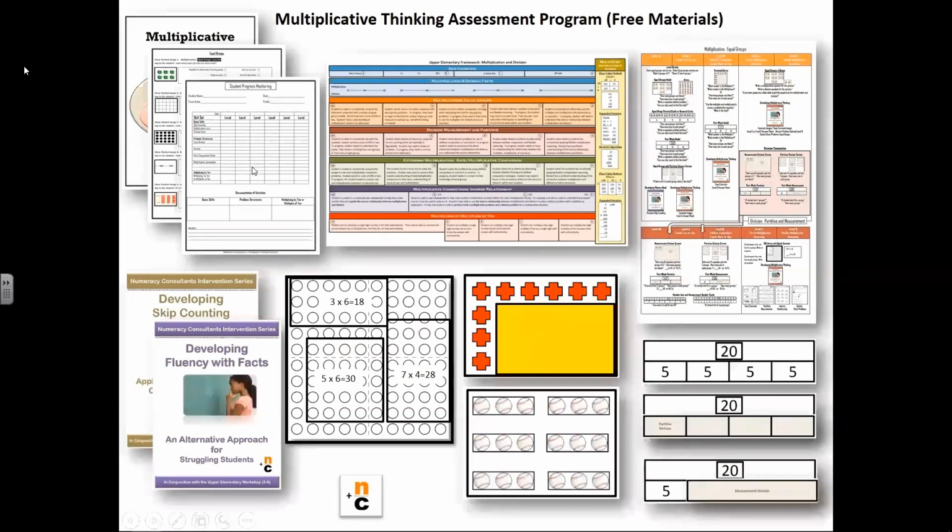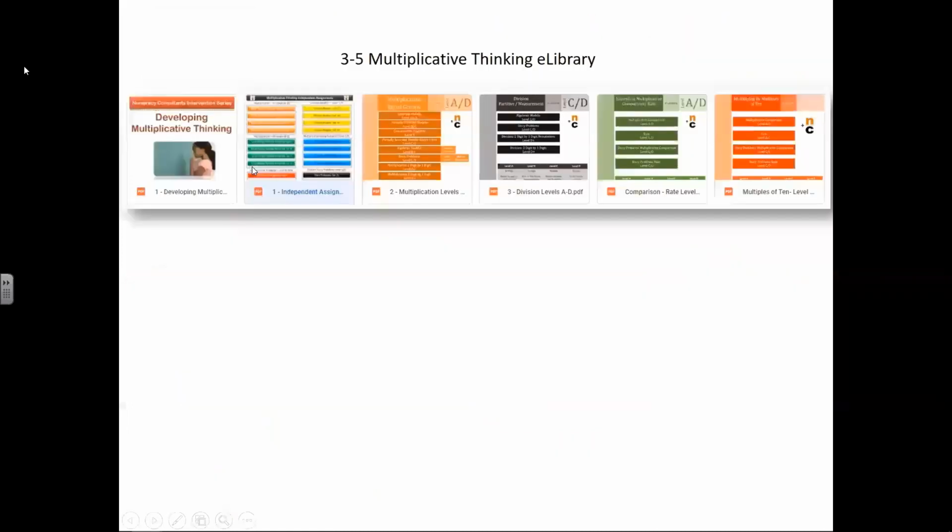But if you watched the primary numeracy webinar, you know that there's also the e-library. And the e-library you do not have access to. You actually have to pay to have access to the e-library. And the e-library has the multiplicative thinking book. Remember, that's the workbook that you would work with the students when you're actually doing your mini lessons, okay?